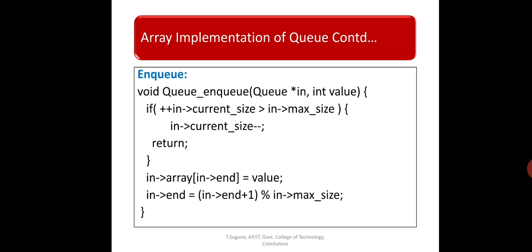Then simply return. If the condition fails, that is the queue is not full, then the incremented current size holds the new value. So in the array, we put the value that is going to be inserted. Then increment your end pointer. This modulus operation is used to perform a circular queue operation.